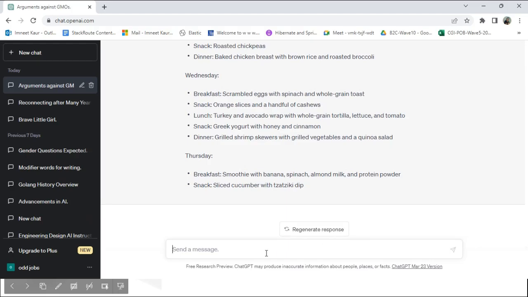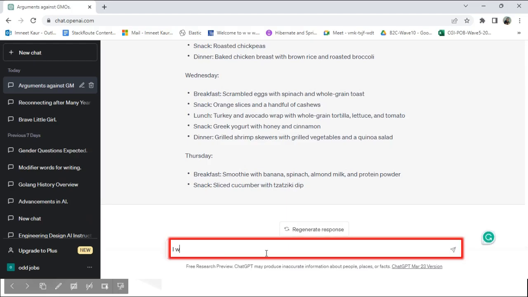Now let us see another example. I want you to act as my financial advisor and suggest some investment options for my savings, and just press enter.